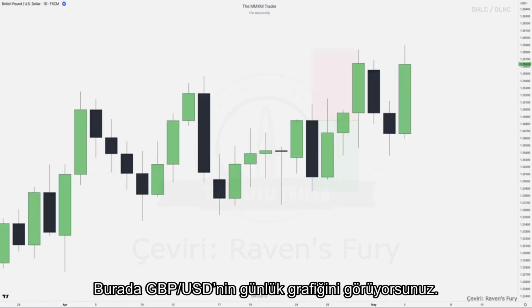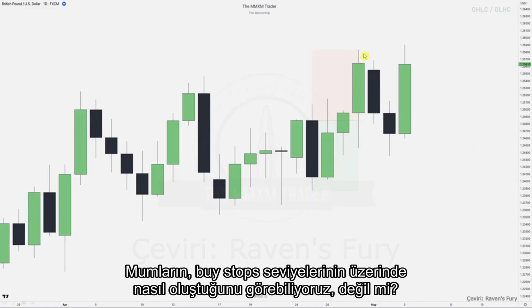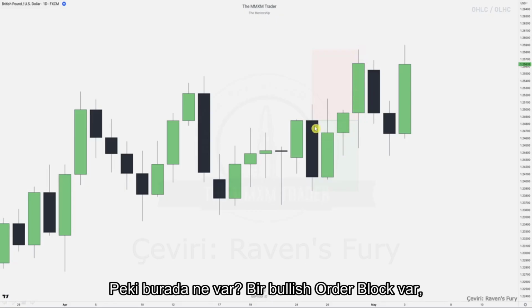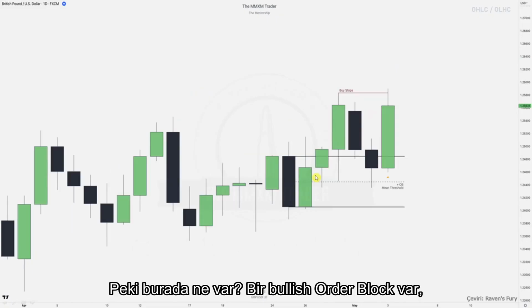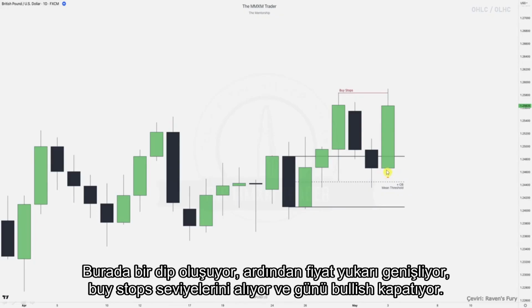Right, so over here we've got a British pound US dollar daily chart. We've got outlined our premium and discount levels, right? From this discount low into this discount high. We can see these candles forming what up on top of this? Buy stops, right? And then what do we have over here? We've got a bullish order block, right? So when we're looking at a bullish candle, we're seeing a low created over here, expansion higher, taking out those buy stops, and eventually closing out the day bullish.